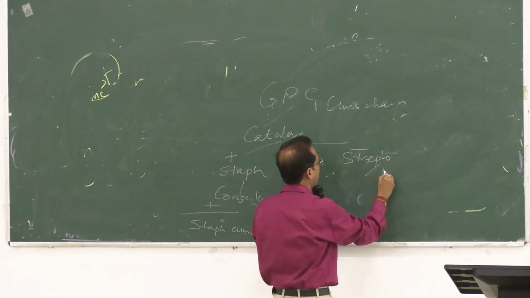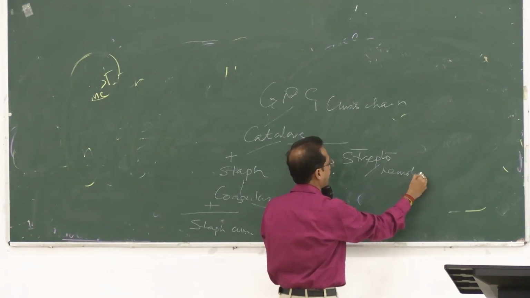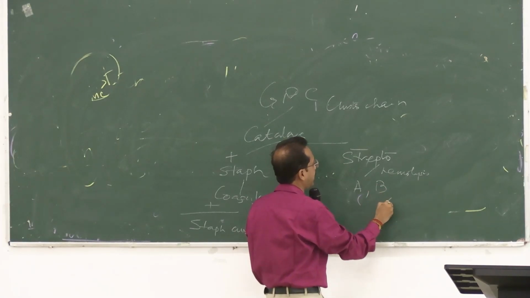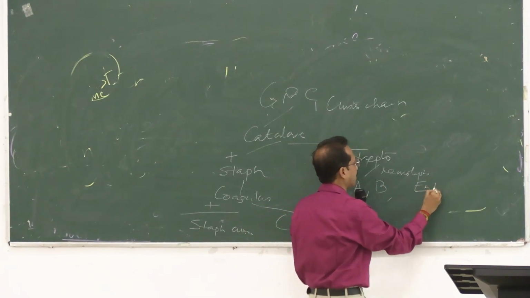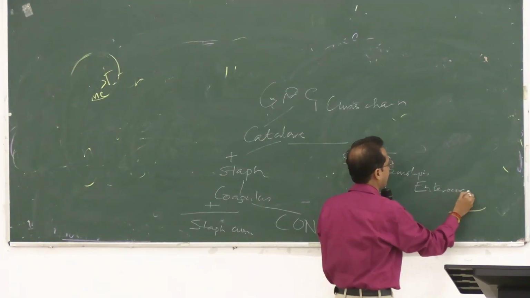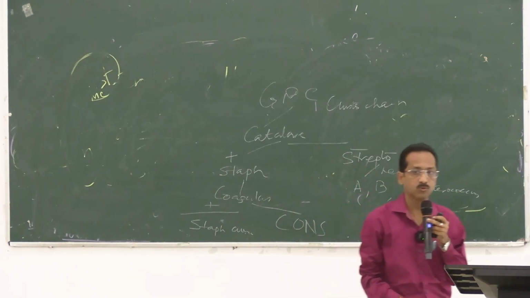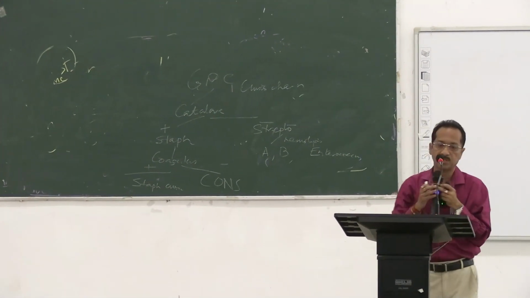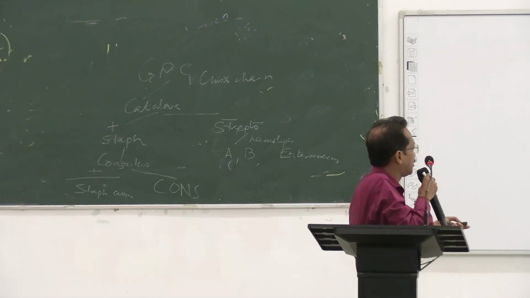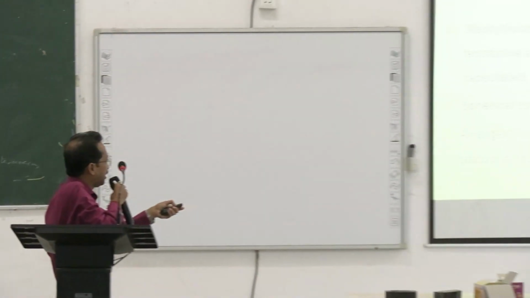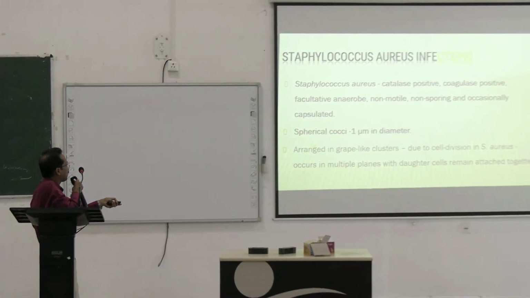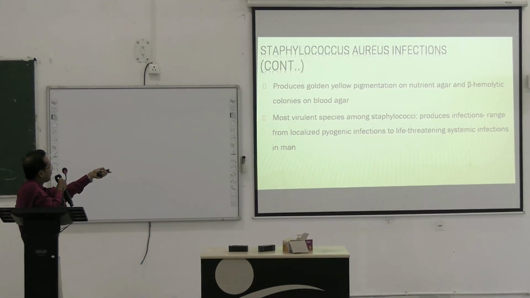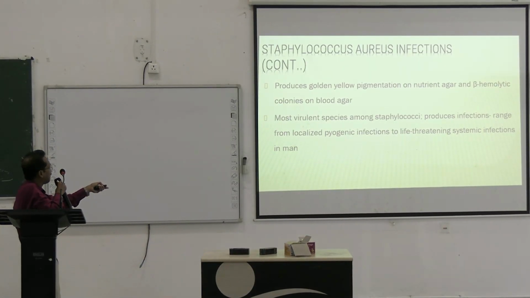Streptococcus is classified according to the hemolysis: Group A Streptococcus, Group B, or Enterococcus like Group D. So at least this much you should know when any gram-positive cocci is given, how you should differentiate. So Staphylococcus is in grape-like clusters and Streptococcus in chains. Staph produces golden yellow pigment and a beta hemolytic colony on the blood agar.